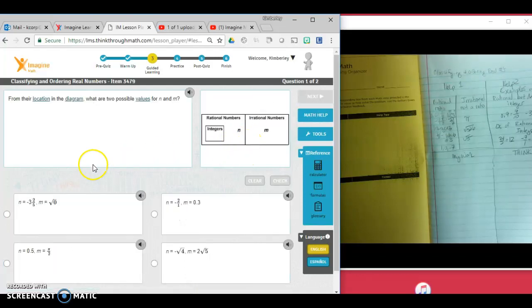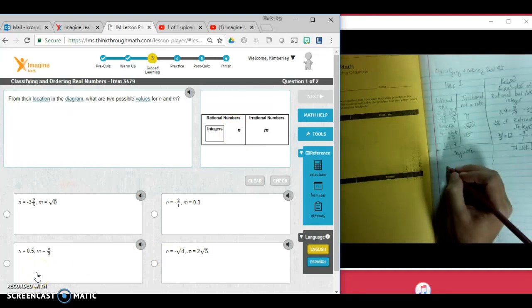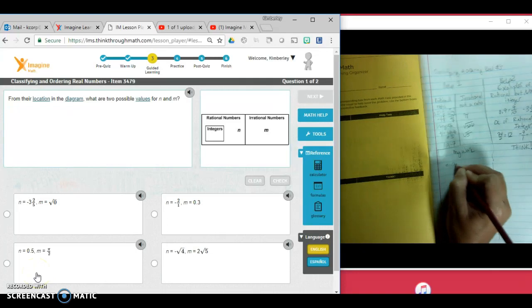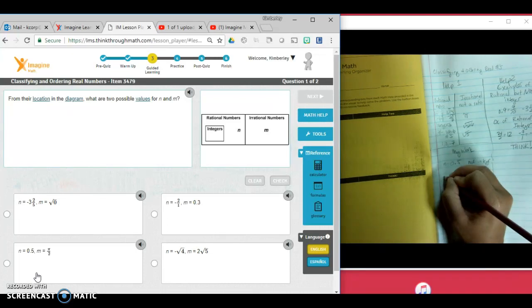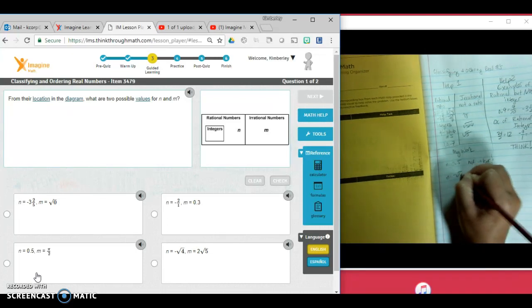All right, so now I'm going to go back to the question, and it says from their location. So n, I'm looking for a rational number, but it's not an integer, an irrational number for m. Okay, so I see here I've got 2 irrational numbers for m. Now I need to find n. So I'm looking at, I've got 0.5, so this is not an integer. And then let's look at the one where it says negative square root of 4.